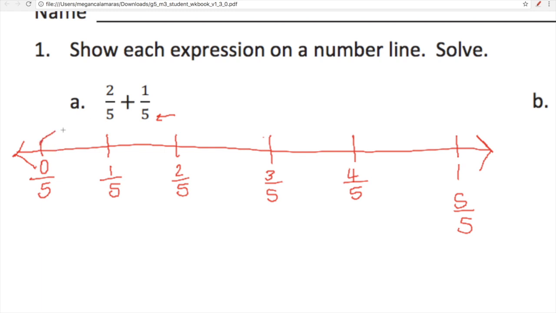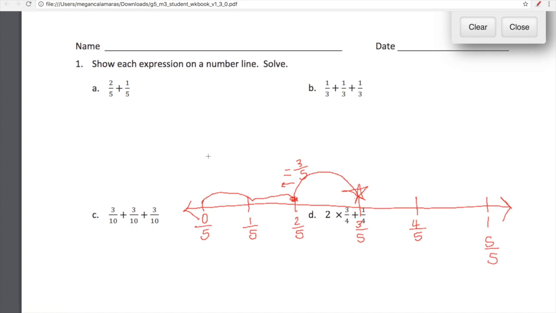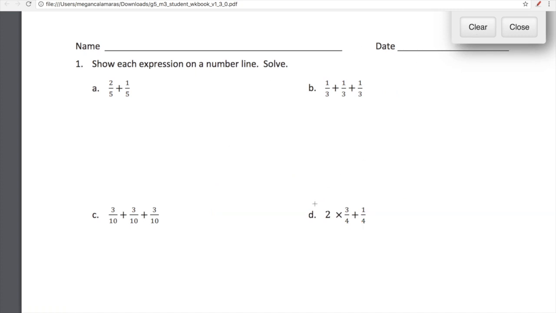We're starting at 2/5. Okay, and then we're going to add 1/5. And then we end up right here. So what we've just learned is that 2/5 plus 1/5 is equal to 3/5. Okay, cool. So that's not rocket science, but you guys, this is going to really come in handy as we start working with more and more complex numbers.